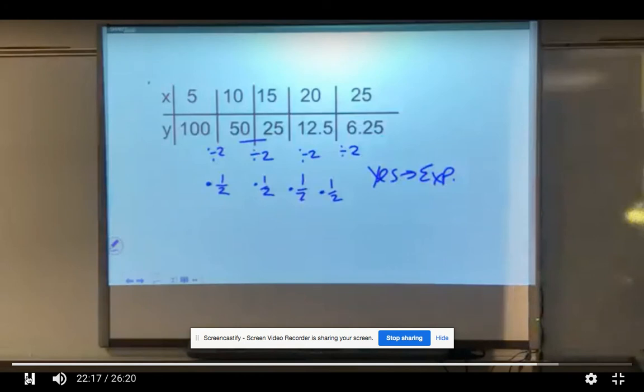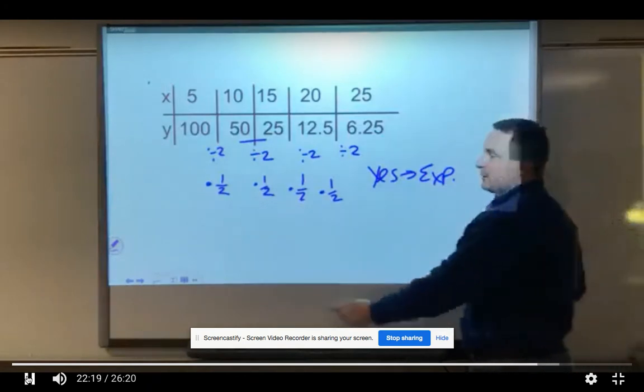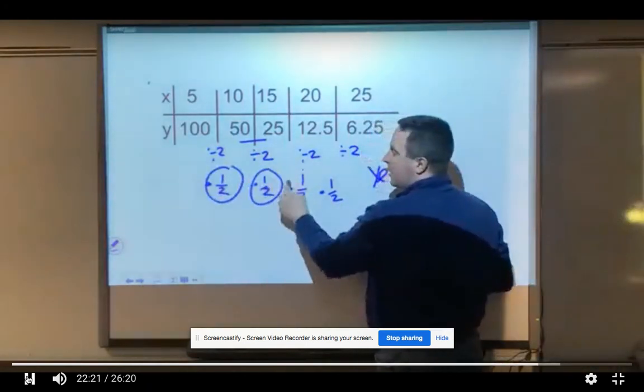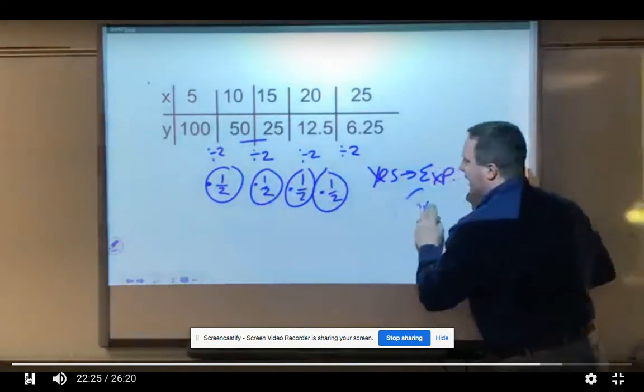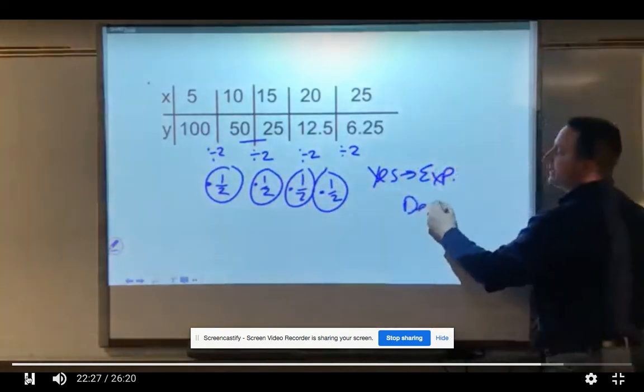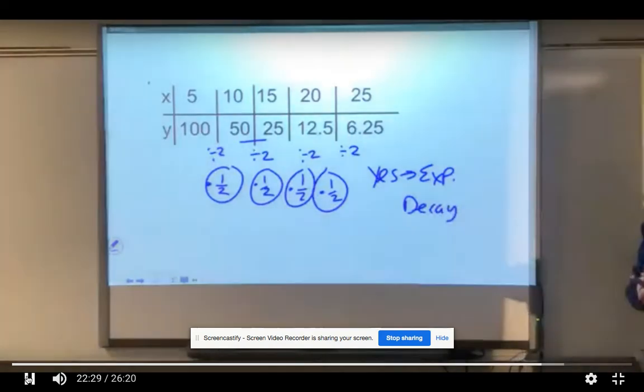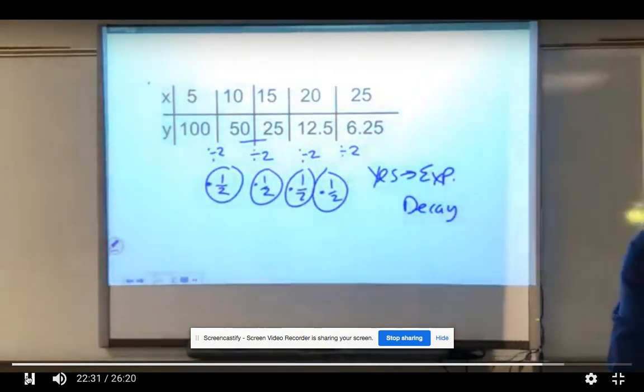And because the numbers are getting smaller, and more specifically, this is like our b, the multiplier is a number less than 1. This is actually going to be exponential decay. Okay, good. Here's one last one.